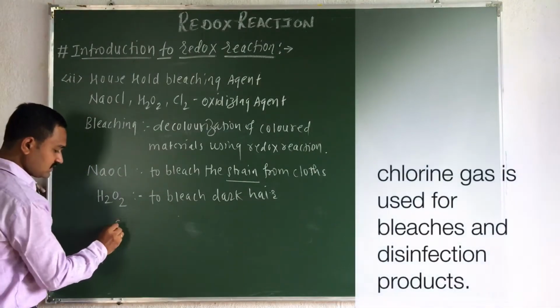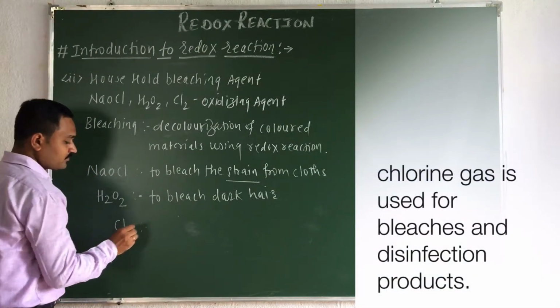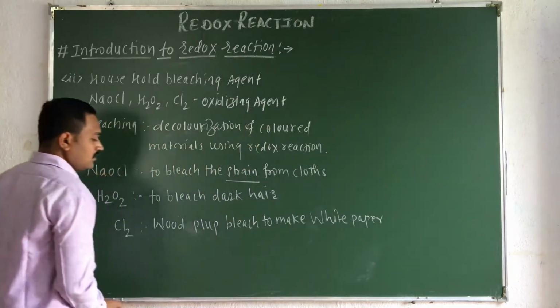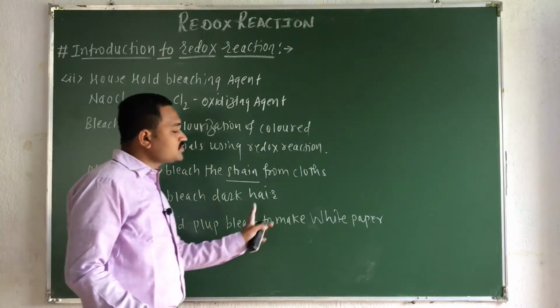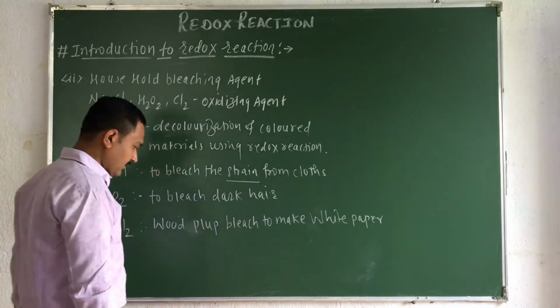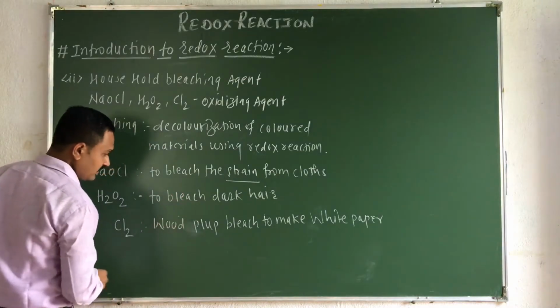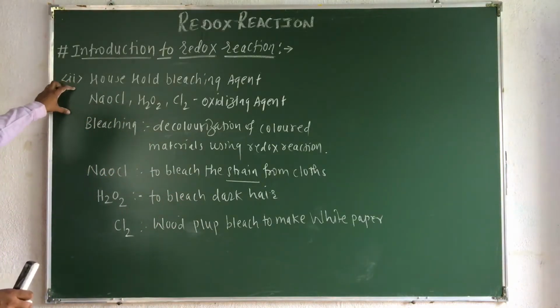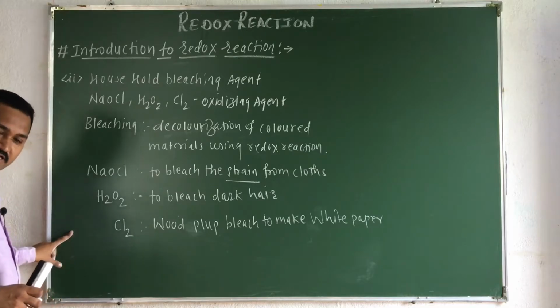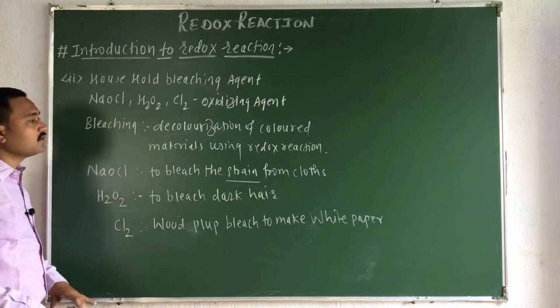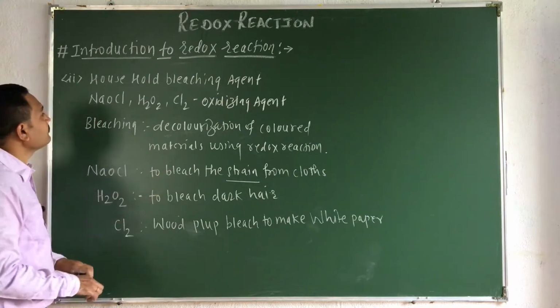The next one is chlorine. Wood pulp is bleached to make white paper by using chlorine gas. So generally these are the bleaching agents, the oxidizing agents, which we generally observe in our life.